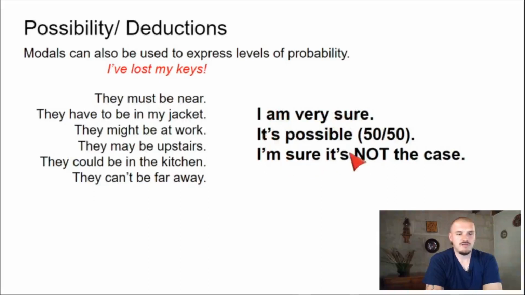So, of these 6 sentences, which ones are very sure, which ones are possible 50-50, and which ones it's not, definitely not, okay? De estas 6 oraciones, ¿cuáles son sí estoy seguro que algo? ¿Cuáles son es posible, como el 50-50? ¿Y cuáles son así de que estoy seguro que no?